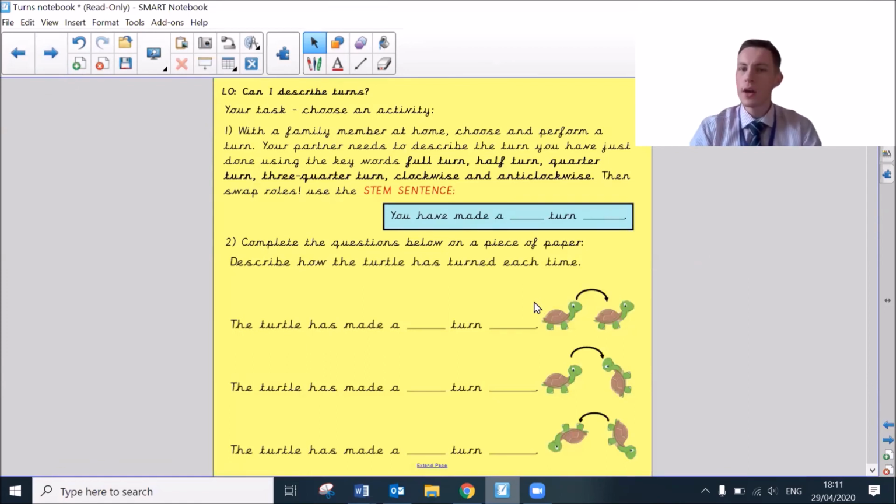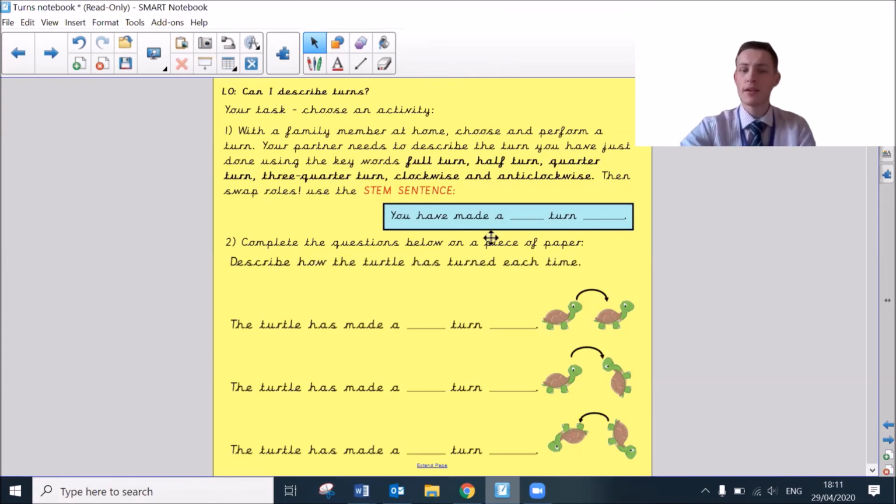So with somebody at home, choose and perform a turn. So you're going to choose a turn and you're going to do it. Now, your partner needs to describe the turn that you're going to do in the key words that we've used. So your partner's going to tell you, you need to do either full turn, half turn, quarter turn, or 3 quarter turn. And then your partner needs to also tell you, are you turning clockwise or anti-clockwise? And then you can swap.